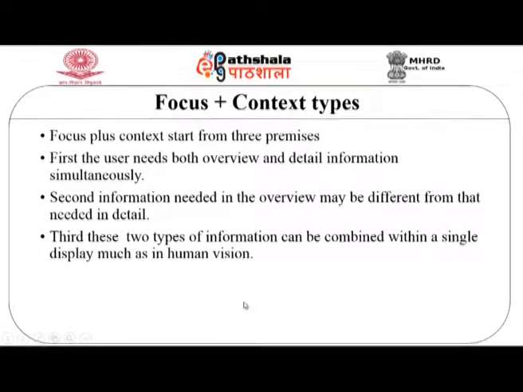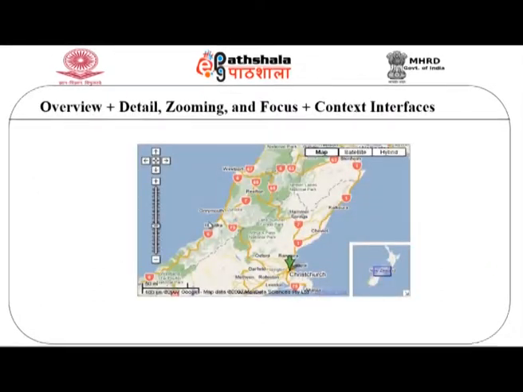So there are various focus plus context types that are present. Focus plus context actually starts from three primaries. First, the user needs to know both the overview as well as the detailed information. Second, the information needed in the overview may be different from the detail. And third, as we have already seen, it can be combined within a single display. So this is your overview plus detail, zooming, and the focus plus context interface.